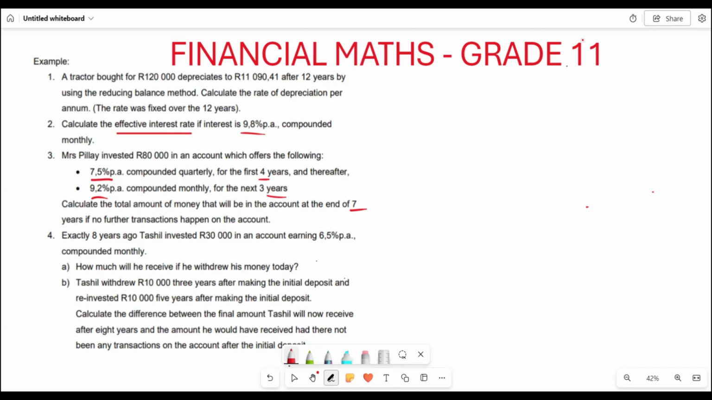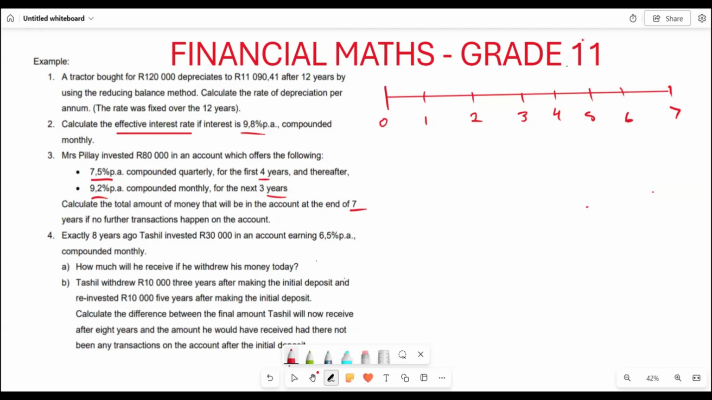Now I want you to do this, right? The best way of doing this is basically using your timeline method, right? When you use your timeline method, this is up until year 7, right? This is 0, this is 1, this is 2, this is 3, this is 4, this is 5, this is 6, and this other one is 7.